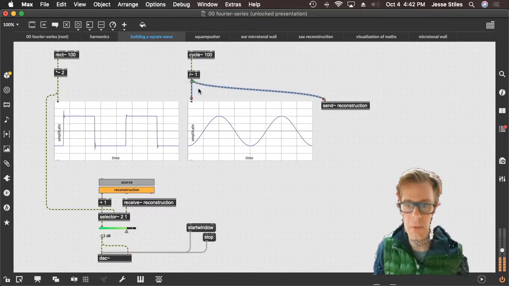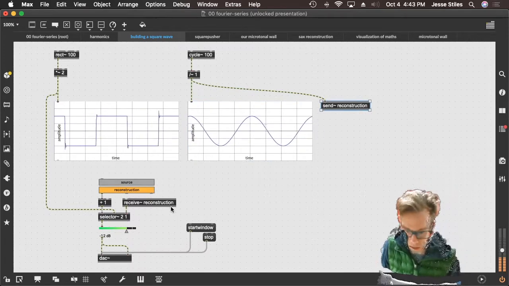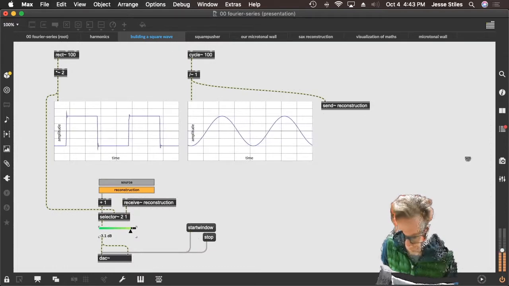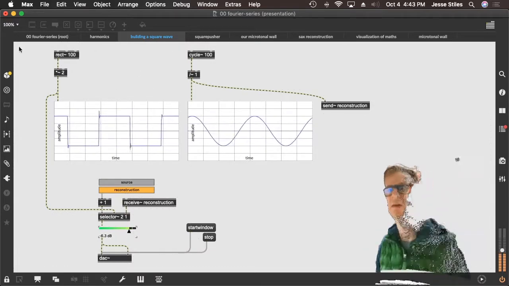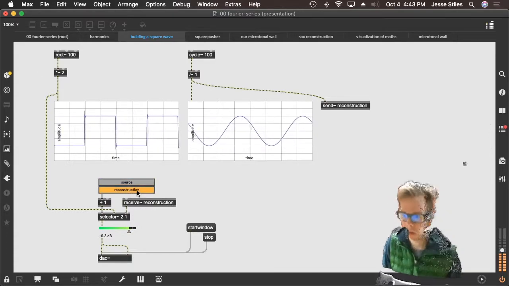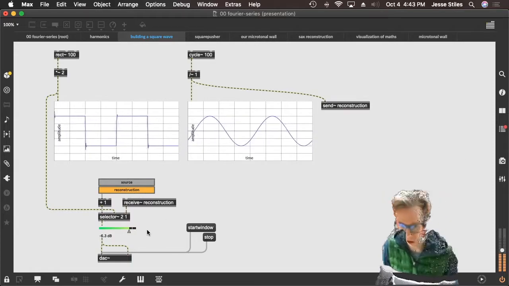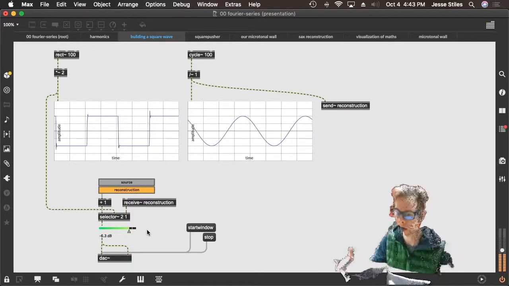And so we're taking the output of that and we are graphing it in the time domain, and we are using send and receive to listen to it. So you can hear that this sine wave has the same fundamental frequency as the square wave. So they are both repeating themselves at the same rate. But the square wave is much brighter because it has all these harmonics.